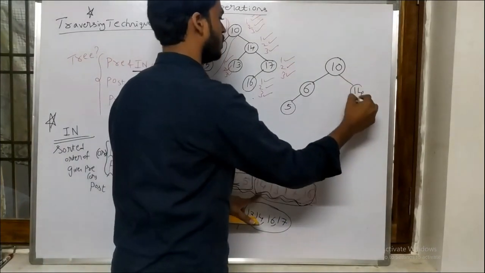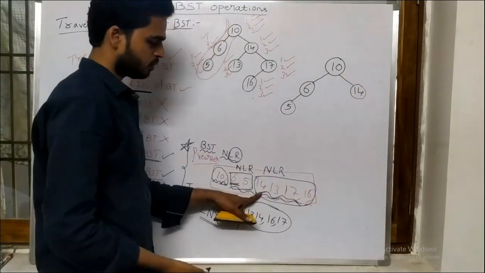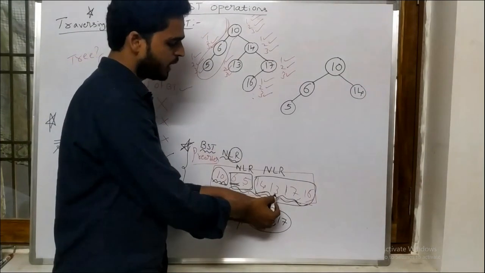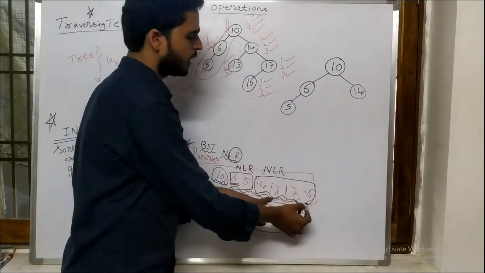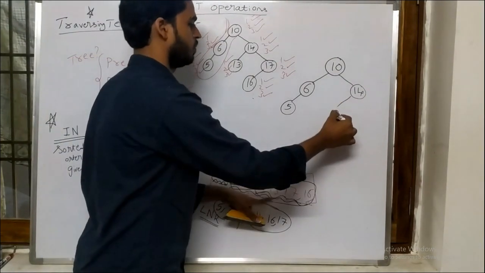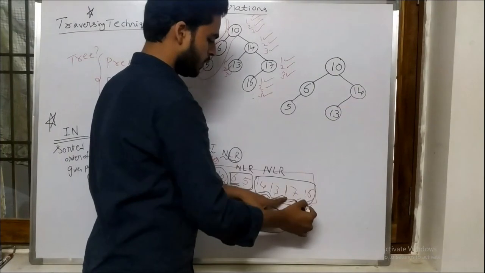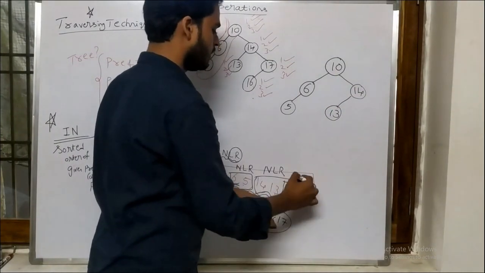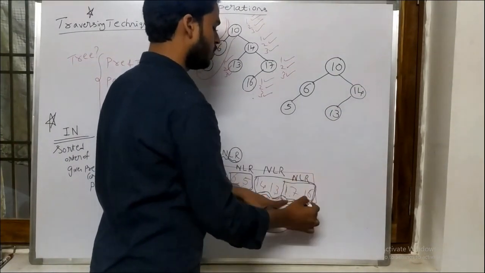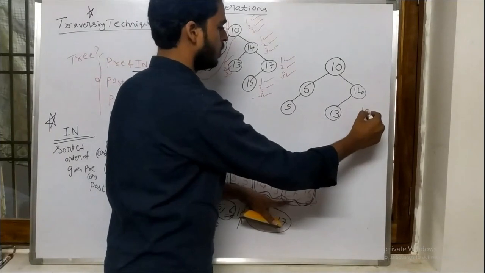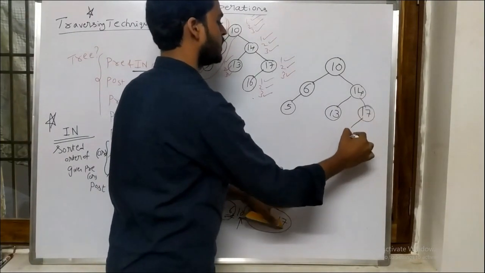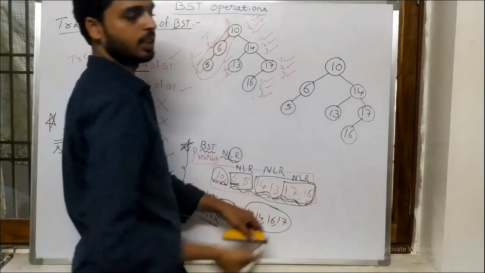You can understand. So from 14, you can simply say that 13 is present on the left side and 17, 16 are present on the right side. So from 17 and 16, which is root node and which is not root node? 17 is a root node. So obviously 16 is present on the left side. It is a very simple example.